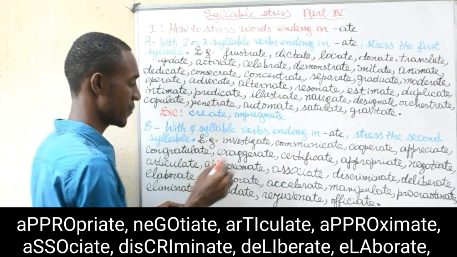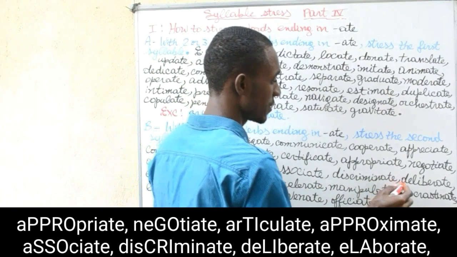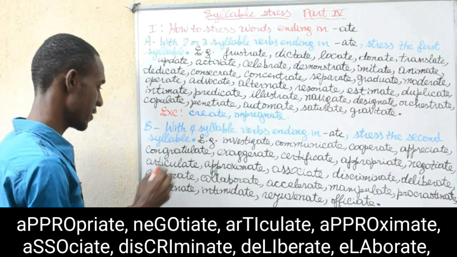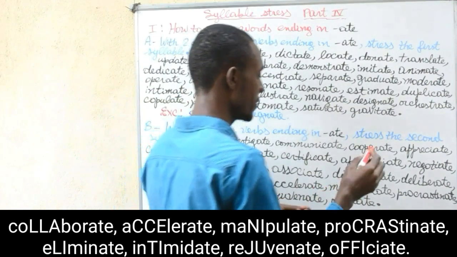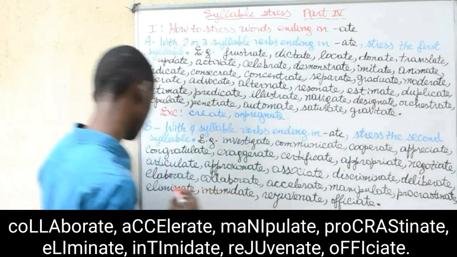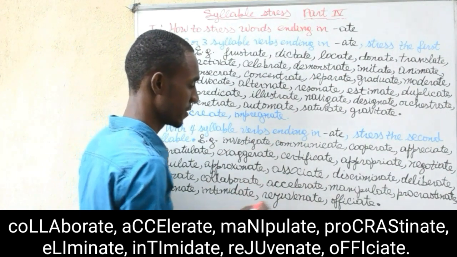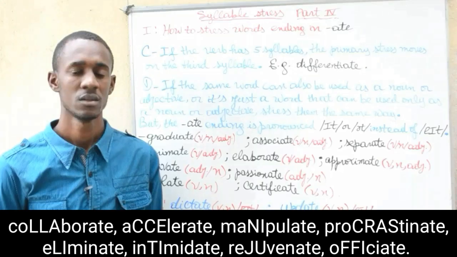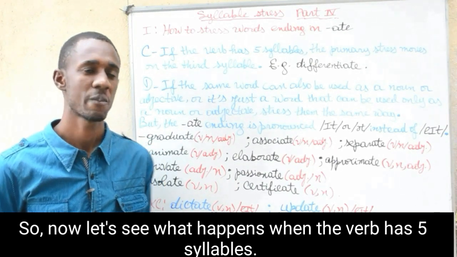articulate, approximate, associate, discriminate, deliberate, elaborate, collaborate, celebrate, manipulate, procrastinate, eliminate, intimidate, rejuvenate, appreciate. So now let's see what happens when the verb has 5 syllables.